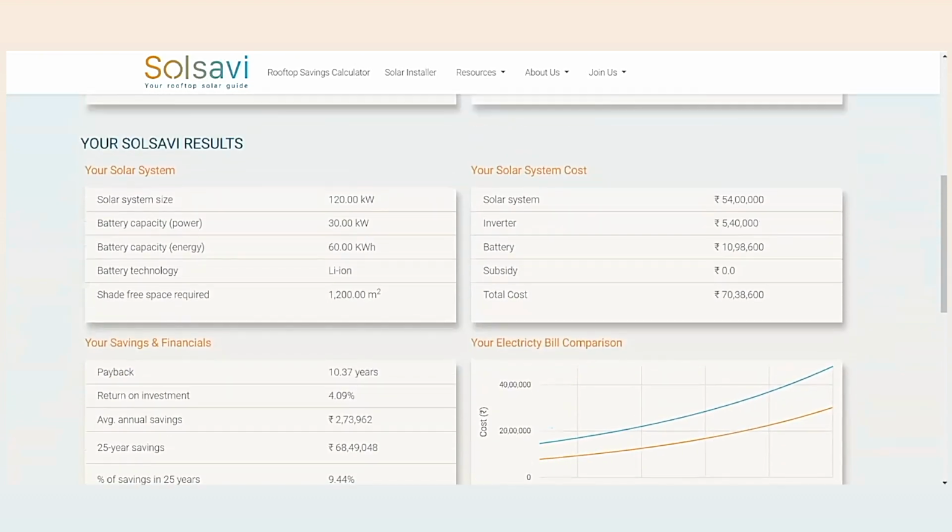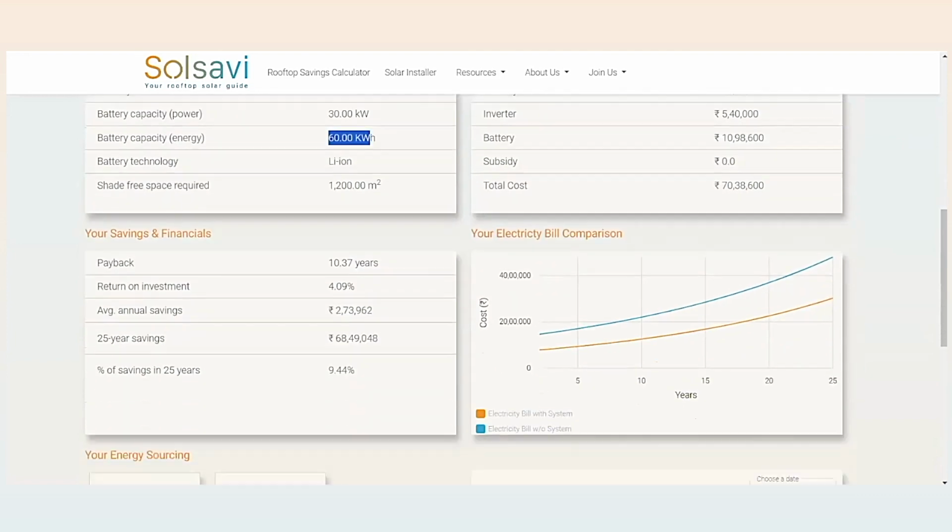Further, we give you the Solsavi result, that is for your system size, how much shade-free area is required, and what is the battery capacity you will need, assuming a 2-hour minimum discharge. You will need an energy of 60 kilowatt hour and a power of 30 kilowatt. Then the cost for your installations, the solar system cost, as well as the inverter and battery cost, and the total cost that you will have to do as an initial investment.